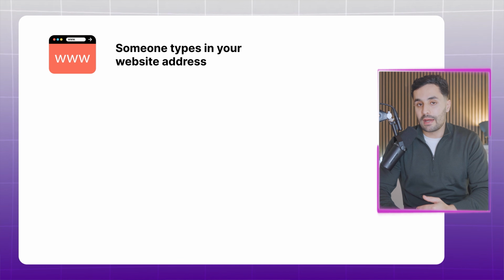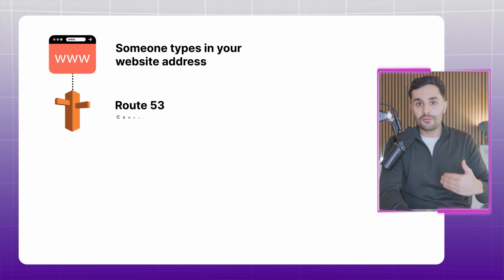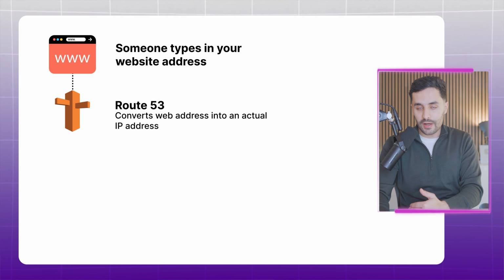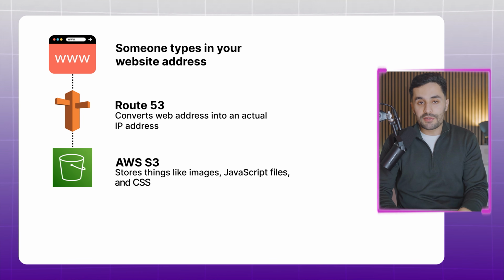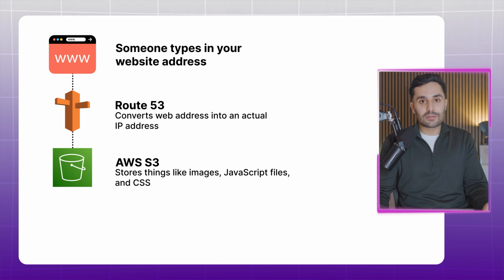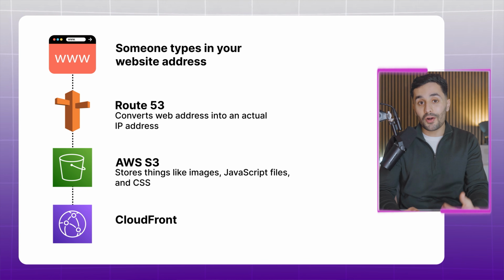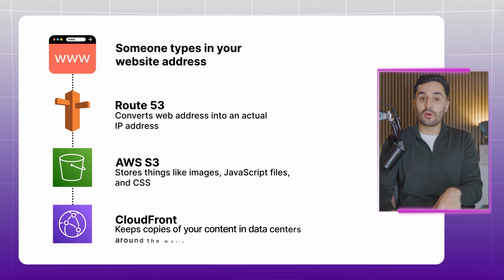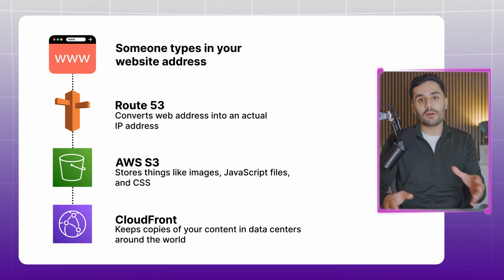So let's see how all of this works together. When someone types in your website address, the first thing that happens is Route 53, AWS's DNS service, converts that web address to an actual IP address that computers can understand. Your static content, things like images, JavaScript files, and CSS, is stored in S3 buckets, and don't worry, we'll dive deep into what S3 buckets are. For now, just know that's where we store static content. Now, these files get served through CloudFront, AWS's content delivery network that keeps copies of your content in data centers around the world, making everything load faster for your users.